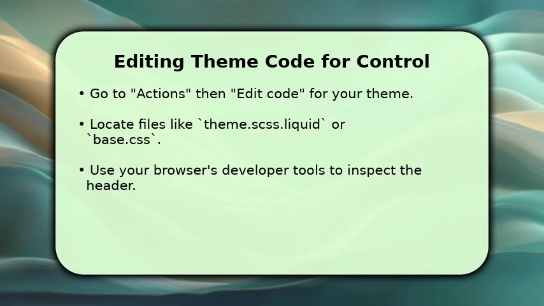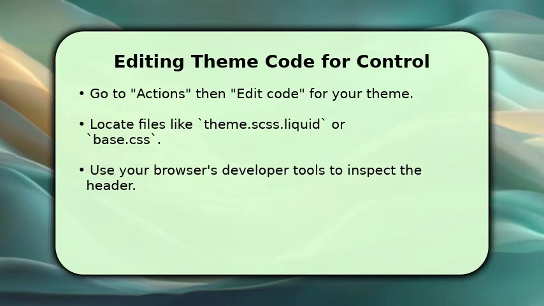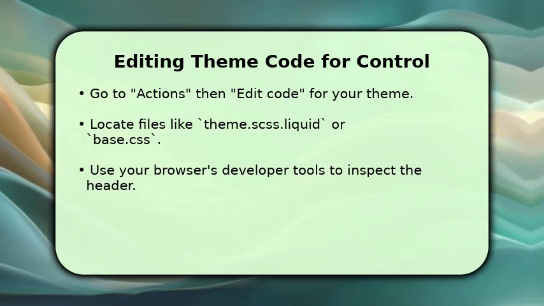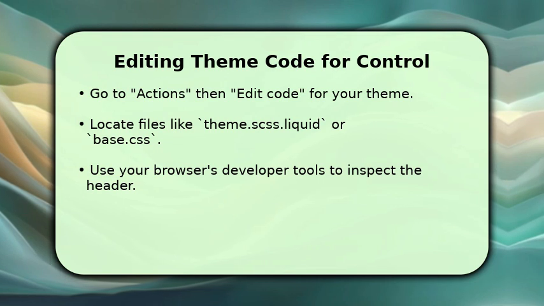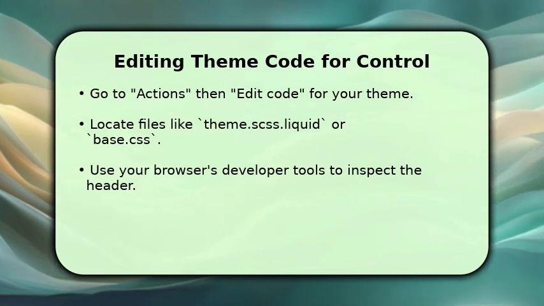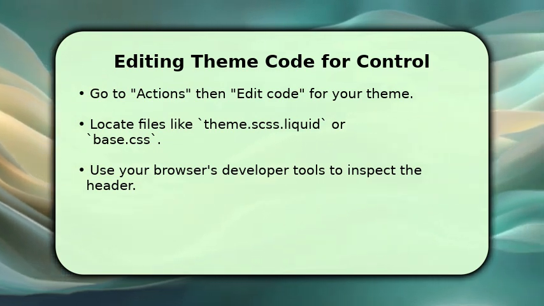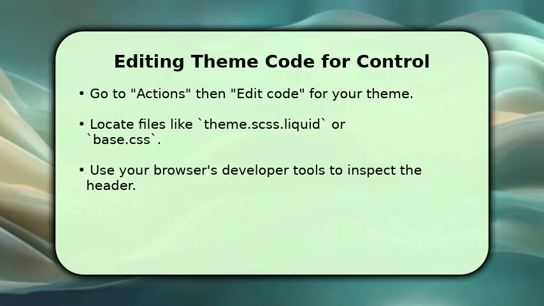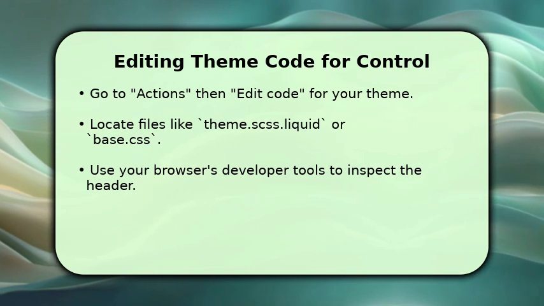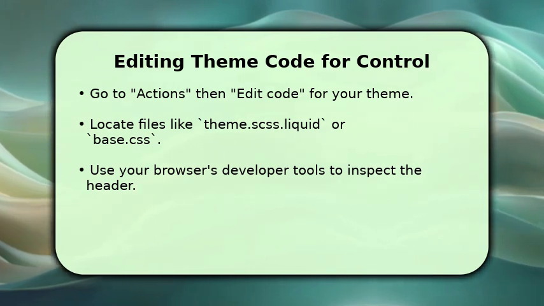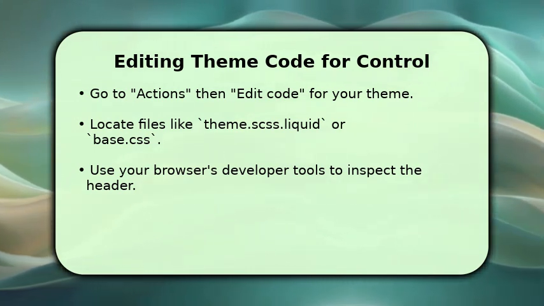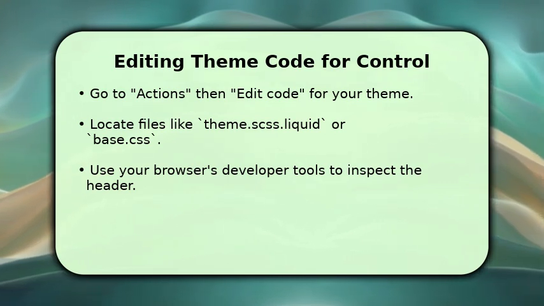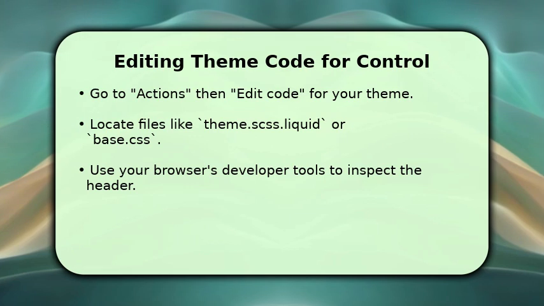For more precise control, you will need to edit your theme's code. From your Shopify admin, go to Online Store, then Themes, click Actions, and select Edit Code. Search for files such as theme.scss.liquid, base.css, or sections/header.liquid. Use your browser's developer tools to identify the specific CSS classes or IDs associated with your header elements, like the navigation menu or logo container. This step is crucial for targeted modifications.